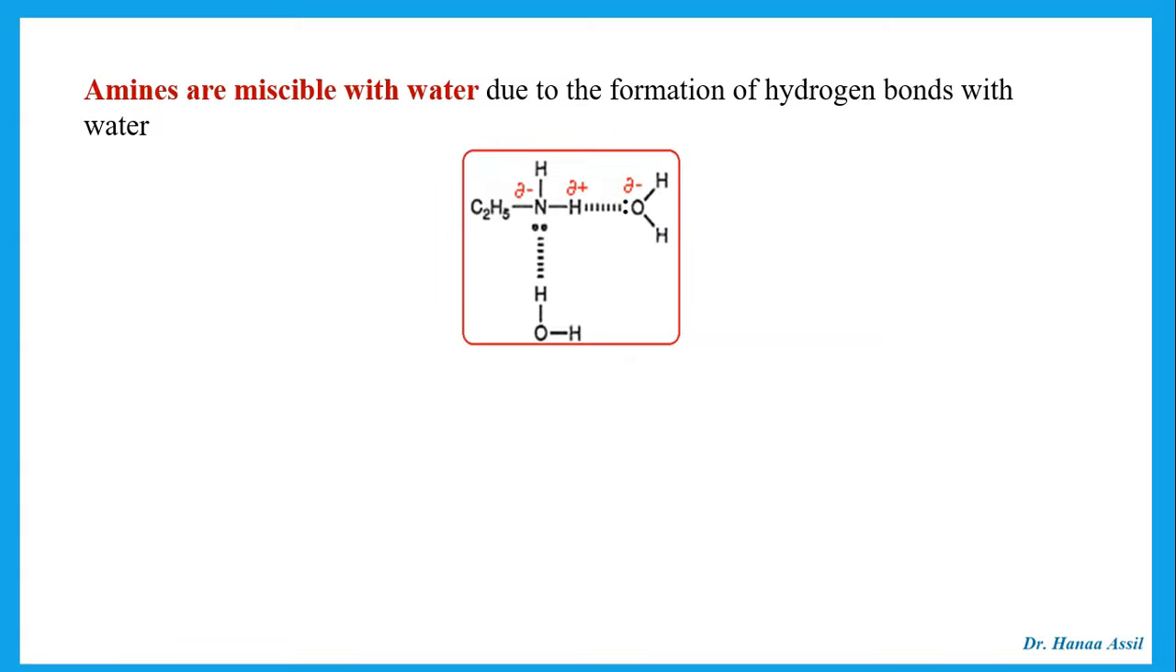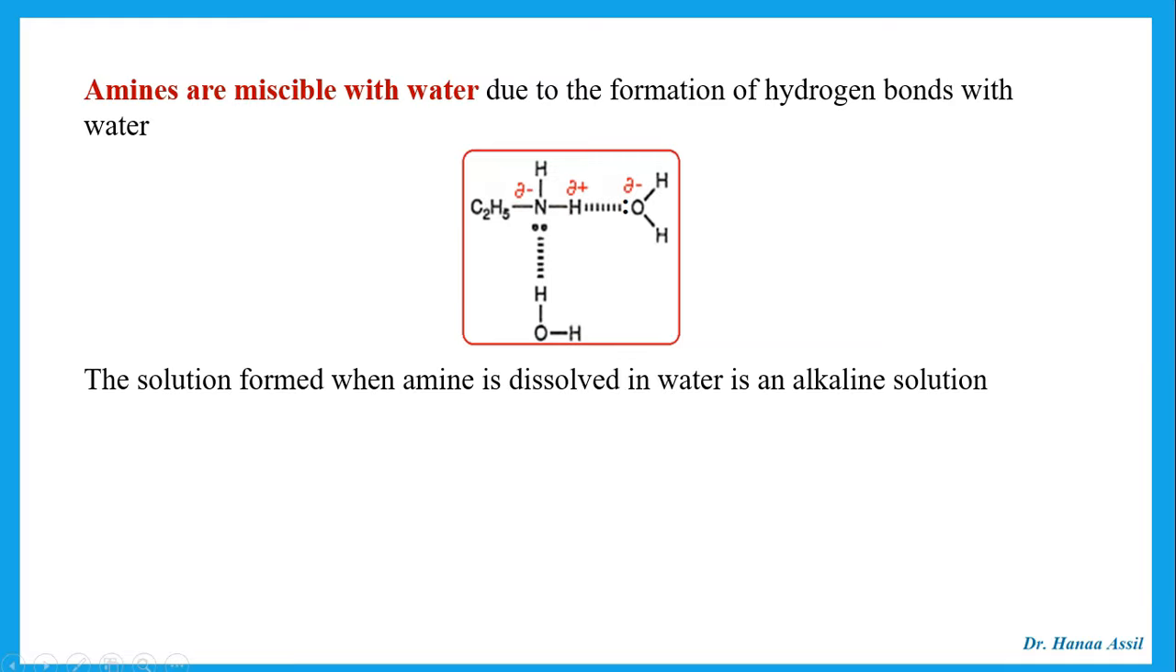Amines are miscible with water. They will dissolve in water easily. This is because they can form hydrogen bonds with water. And remember, hydrogen bonds are made with something that has hydrogen attached to an electronegative element. So I can make a hydrogen bond between the hydrogen of the amine and the oxygen of the water, or the lone pairs on the nitrogen and the hydrogen of the water. Remember, hydrogen bonds are straight linear bonds with an angle of 180.